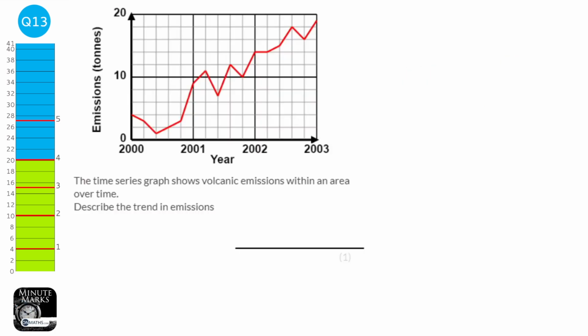When you look at this graph, it looks like it's going down as well as up. It goes down to start off with, then starts going up, but then starts going down again. When you're looking at trends, you're looking generally at what's happening. If you draw a line to represent roughly where the graph is going, that line is going to go up. So the general trend is that it is increasing, and you can write general increase in emissions.